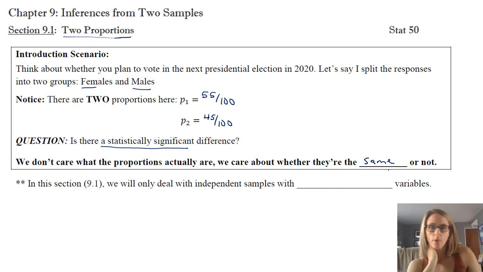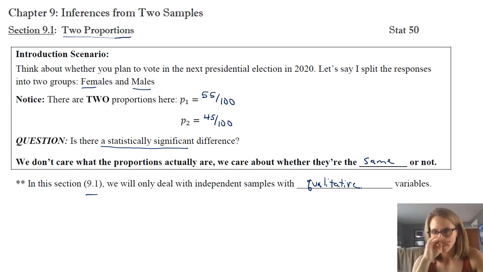So in this section, 9.1, we will deal with independent samples, and we're going to have qualitative variables. So for example, like in this above example, the variable is whether you plan to vote or not. And the answer to that would be yes or no. So that's why it's qualitative.